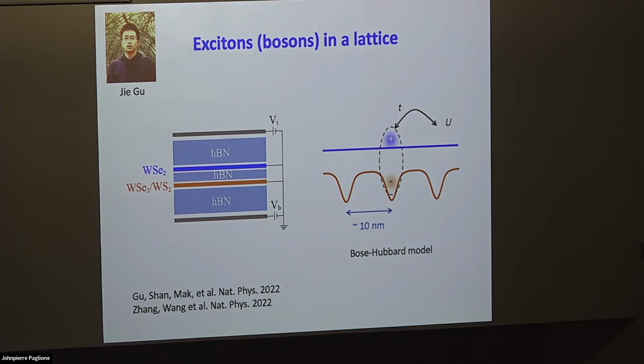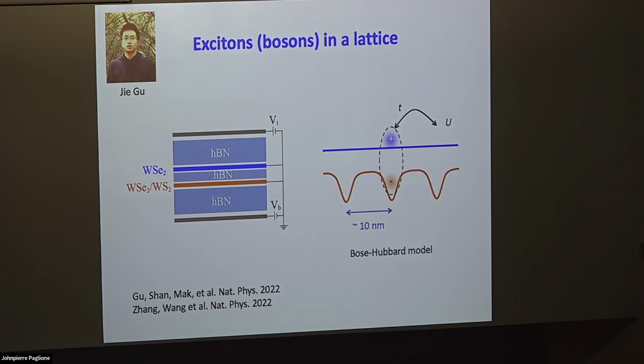It is generated by just changing the gate voltage of the top gate and bottom gate, or you can also apply a bias voltage in between the two layers. So the nice thing is that it's just a fully equilibrium system that you can take to millikelvin temperature to measure it. So you really study the ground state property.